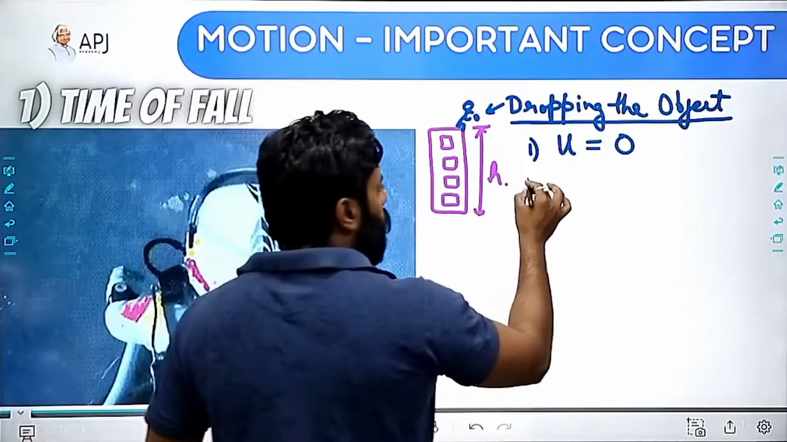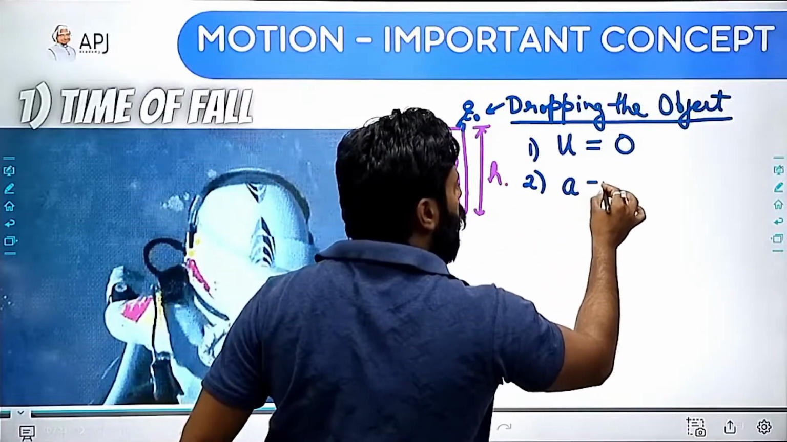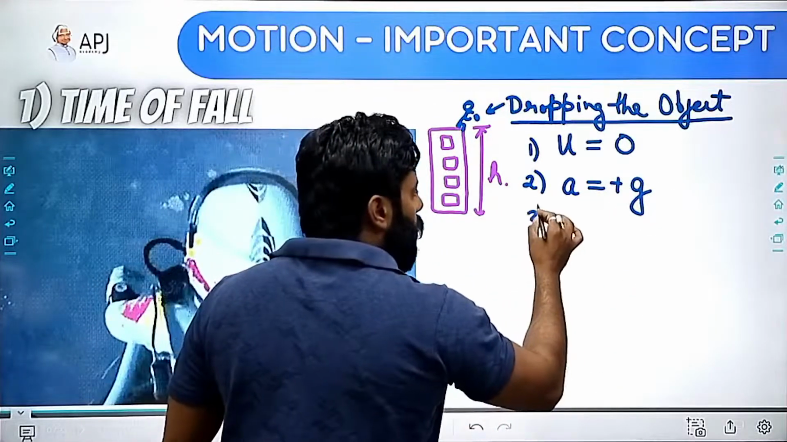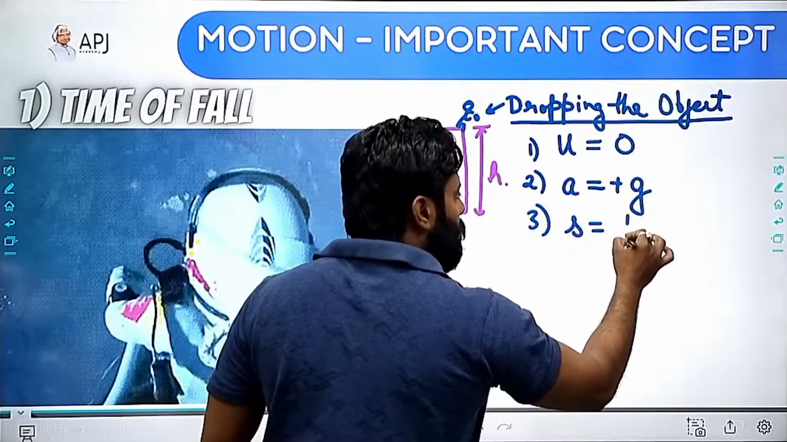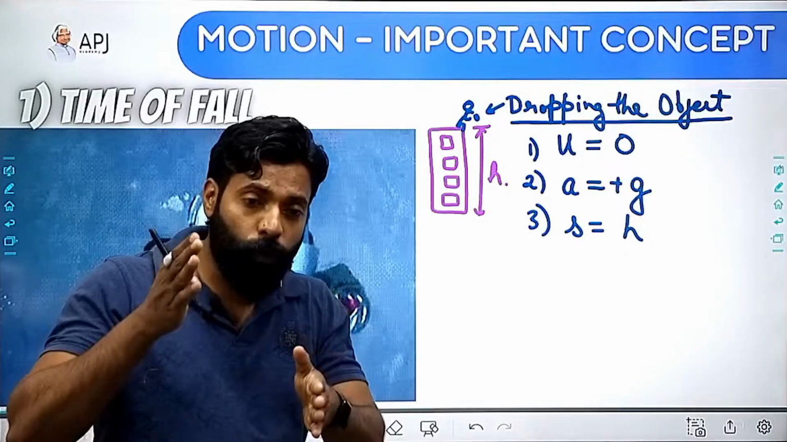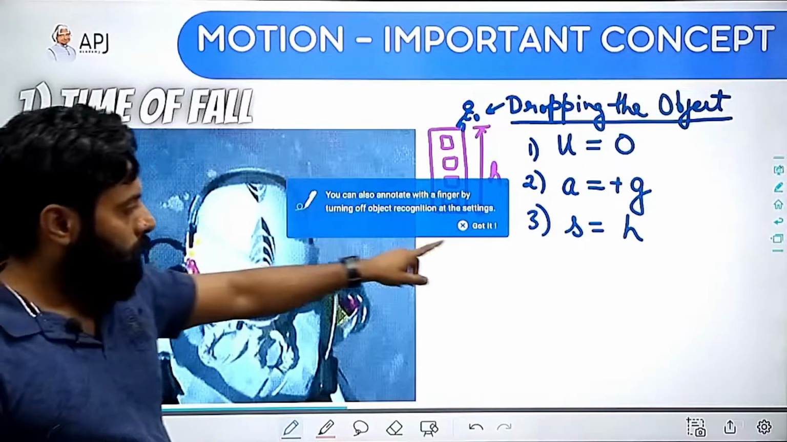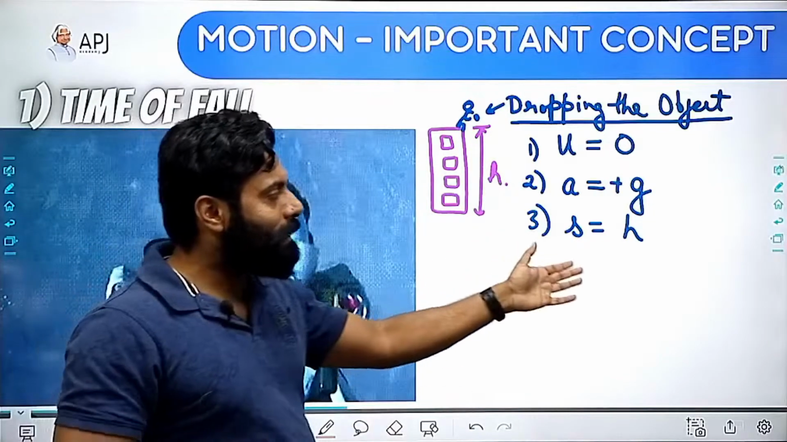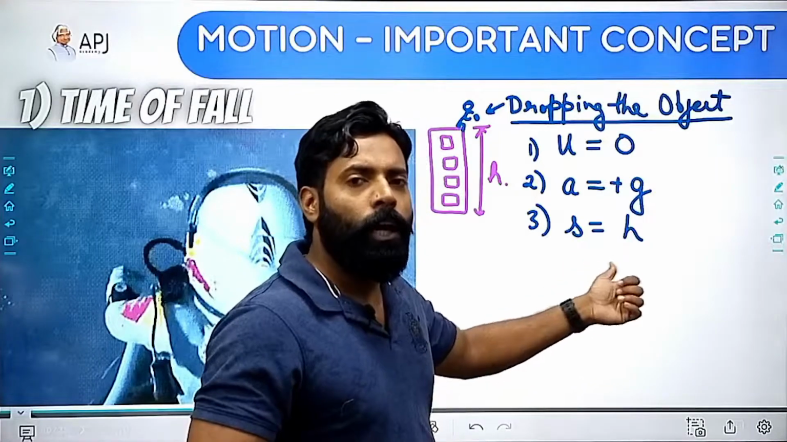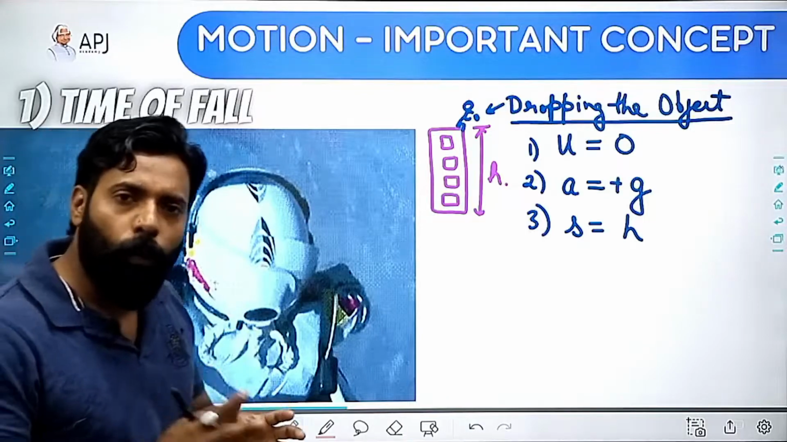The second thing which we have is the acceleration due to gravity acting on this object. The acceleration is plus g. The third thing which we require is the height, the s, which is h. These are the 3 things which we have to know if we want to calculate the time of fall. Sir, how do you find these 3 things, and why are you telling that these 3 things must be given when we have to find the time of fall? Why? And sir, how do you know this?